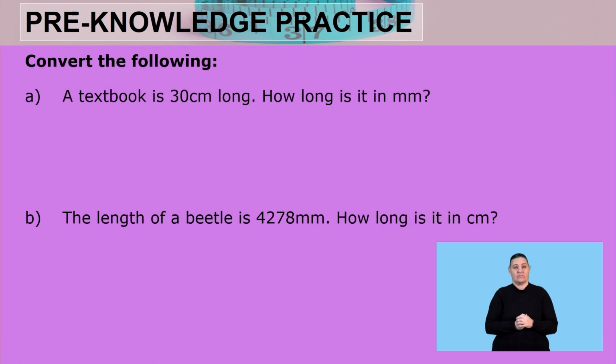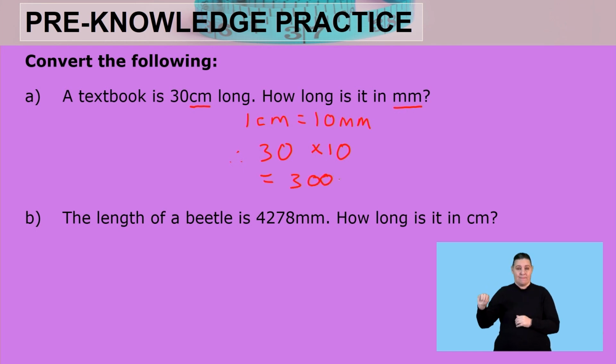Convert the following. Let's practice that. A textbook is 30 centimeters long. How long is it in millimeters? So we know we're converting now from centimeters to millimeters. 1 centimeter is 10 millimeters. Using that idea, 30 centimeters multiplied by 10 gives me 300 millimeters. There we go. Nice work.